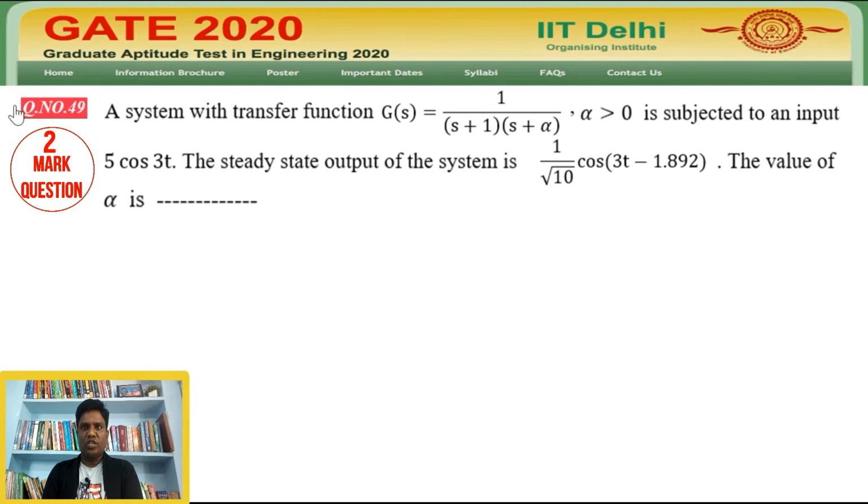We will look at the fifth question. This is the 49th question of the GATE exam 2020 for the EC department, question paper of the control system subject.